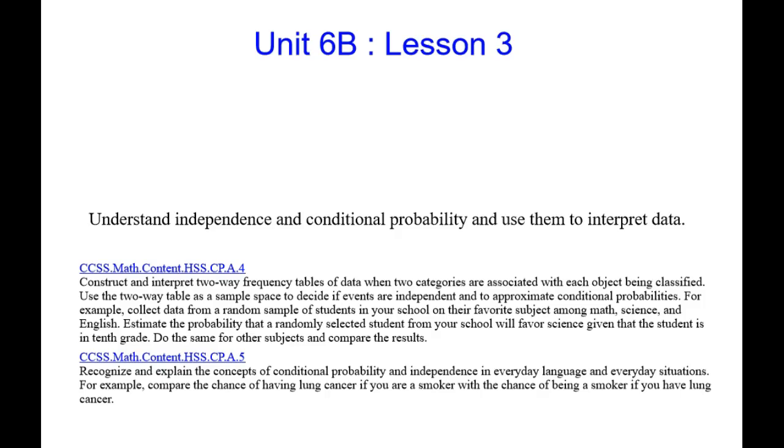Unit 6B, Lesson 3. In this lesson, we're going to discuss two-way frequency tables. Two-way frequency tables simply organize data. If we understand how to use them, it makes solving certain probabilities really quick and easy.